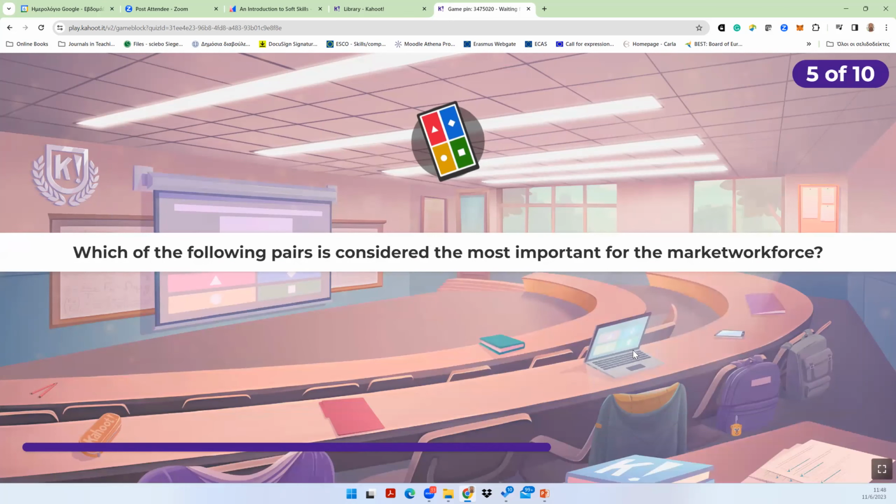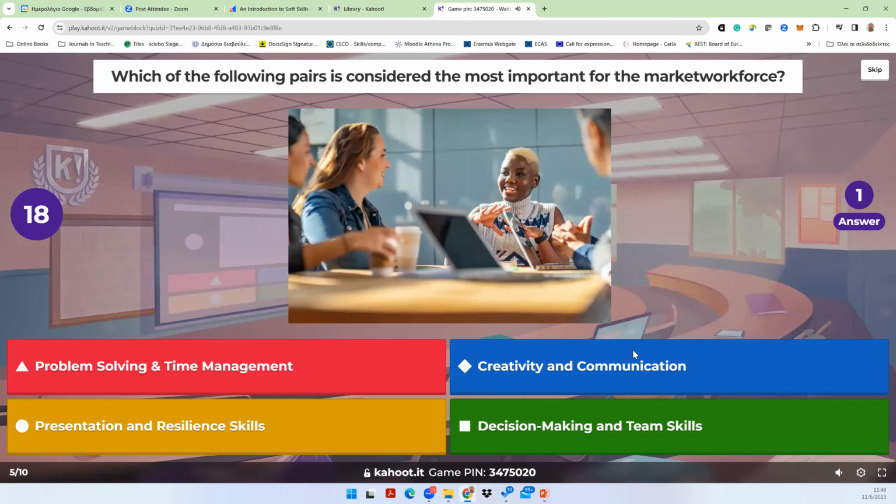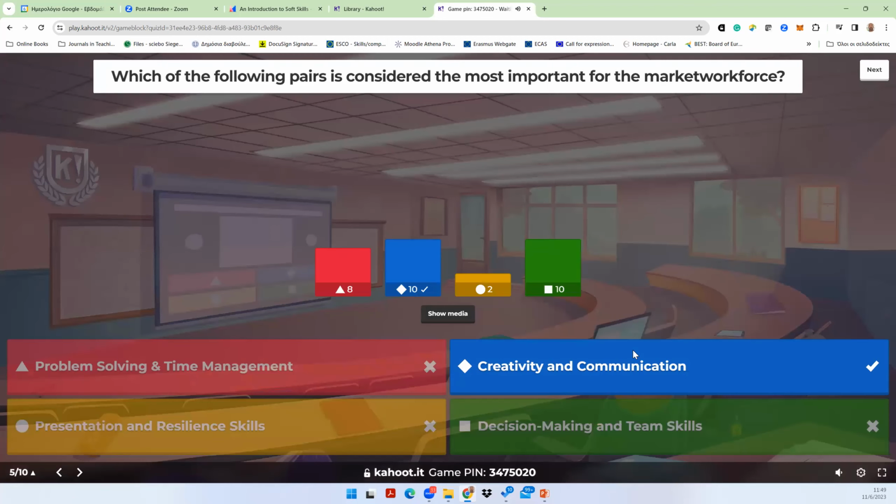Which of the following pairs is considered the most important for the market workforce? Remember, we presented the top soft skills according to the market. Creativity and communication. I mean, here we can have a debate because all of them are important.